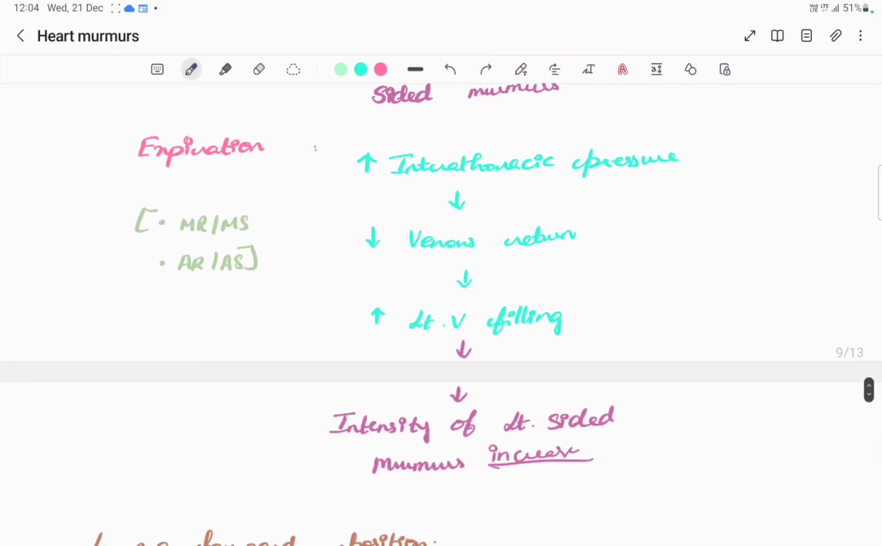In expiration, it's just the opposite. Increase in intrathoracic pressure, decrease in venous return. Left-sided filling is going to be more, and so left-sided murmurs will increase. What are the left-sided murmurs? Mitral stenosis, regurgitation, aortic stenosis, regurgitation.